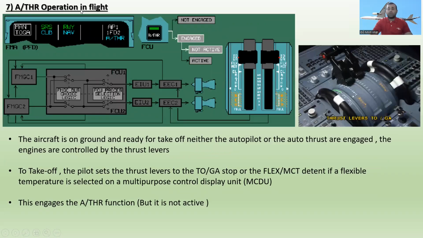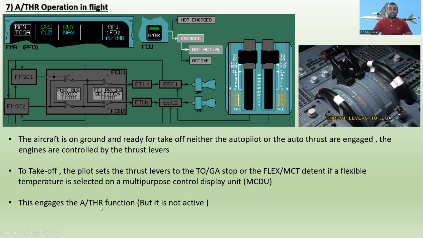So now the autothrust operation in flight. The aircraft is on ground and ready for takeoff. Neither the autopilot nor the autothrust are engaged. The engines are controlled by the thrust levers. Remember. So to take off, the pilot sets the thrust levers to the takeoff go-around stop or the FLX MCT detent if a flexible temperature is selected on the multipurpose control display unit, MCDU.